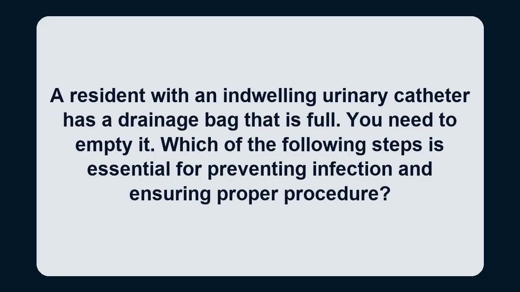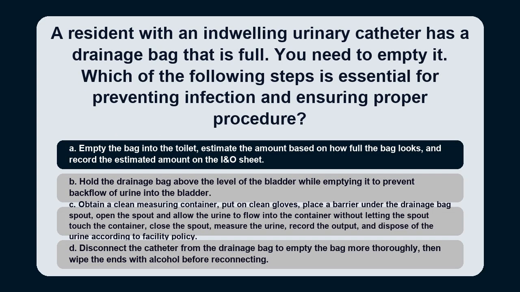Question 1. A resident with an indwelling urinary catheter has a drainage bag that is full. You need to empty it. Which of the following steps is essential for preventing infection and ensuring proper procedure? Option A. Empty the bag into the toilet. Estimate the amount based on how full the bag looks and record the estimated amount on the I&O sheet.